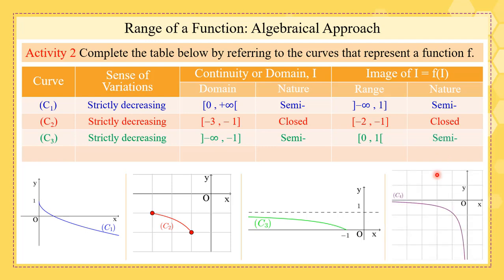And finally with C4, it's also strictly decreasing. The domain is from negative infinity to 0 open, and the range is also negative infinity to 0 open.